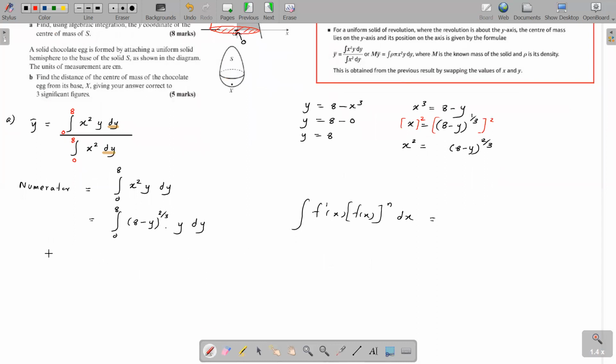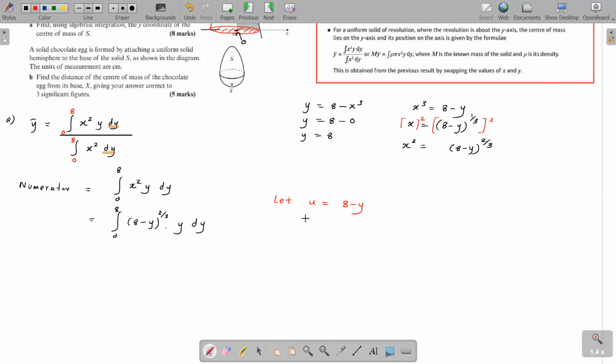So I'm going to introduce the variable u. Let u be equal to 8 minus y. So u is 8 minus y. All right, guys. When you do a substitution, all the y's are going to be replaced by u. Even the y limits should be replaced by u limits, and dy also should be replaced by du. So everything has to convert to u.